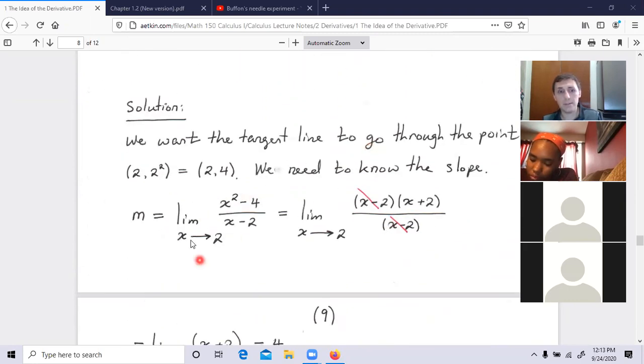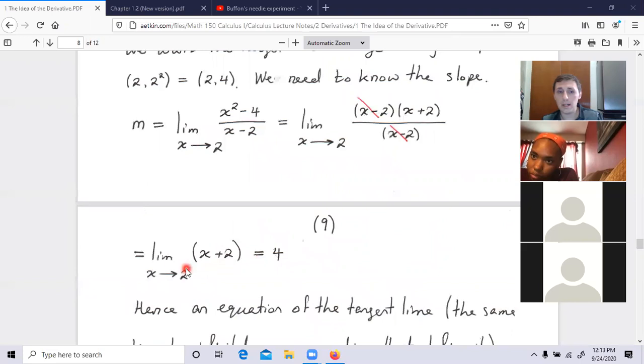So then I have this limit, x going to 2. I have this ratio. I can factor out the numerator. I simplify. I cross out x minus 2 because x approaches 2, it's not equal to 2. So now I have the limit as x goes to 2 of x plus 2, and I get that the limit is 4. You understand? And wonderful, Alexa, that you got it.